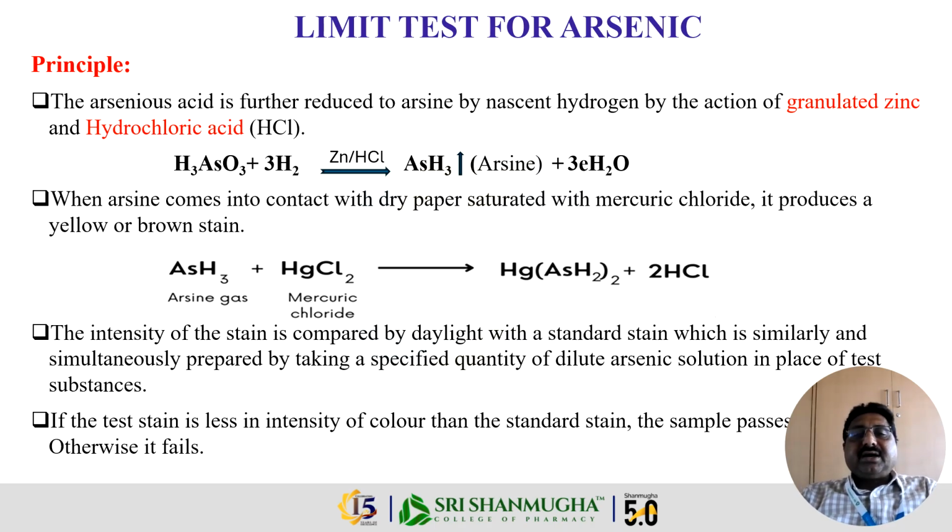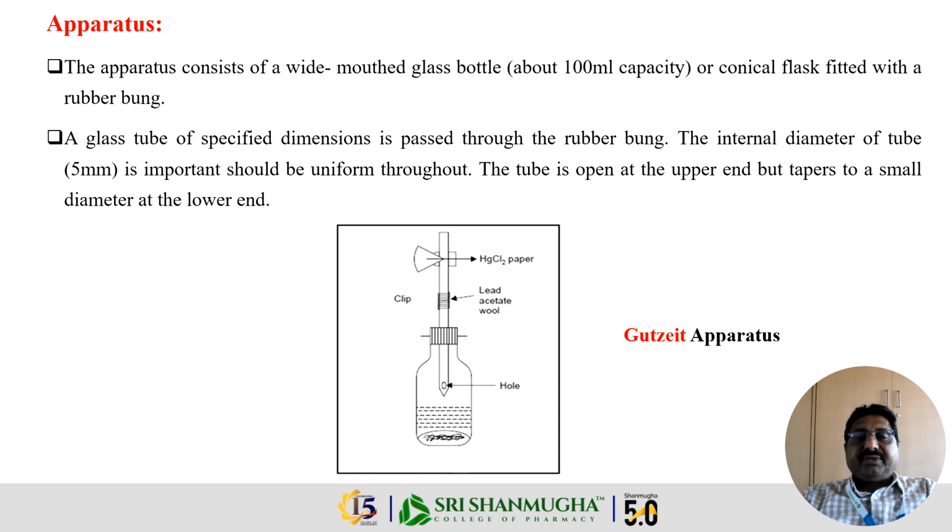The intensity of the stain depends on the amount of arsenic present in the sample. The test stain is compared with the standard stain prepared using a known arsenic solution. If the test stain is lighter, the sample passes. If darker, the sample fails.